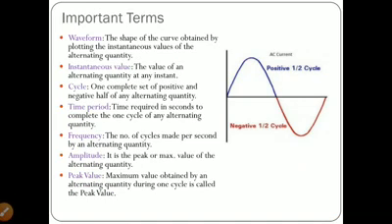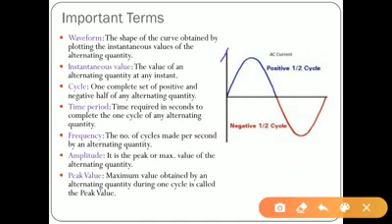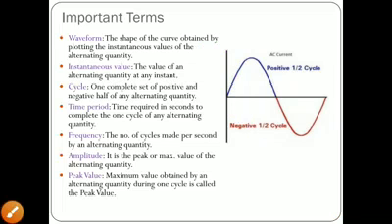Instantaneous value: the value of an alternating quantity at any instant. For example, this is V and this is ωt. Then for T1 we have a value V1. So at that instant this is the value of voltage, and for that instant this is the value of voltage. So these all are called instantaneous values, meaning the value of an alternating quantity at any instant.